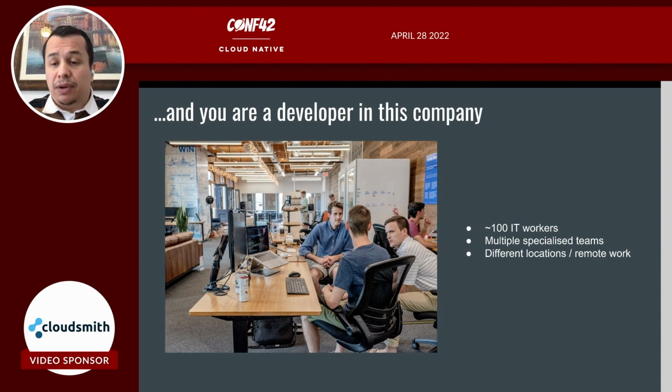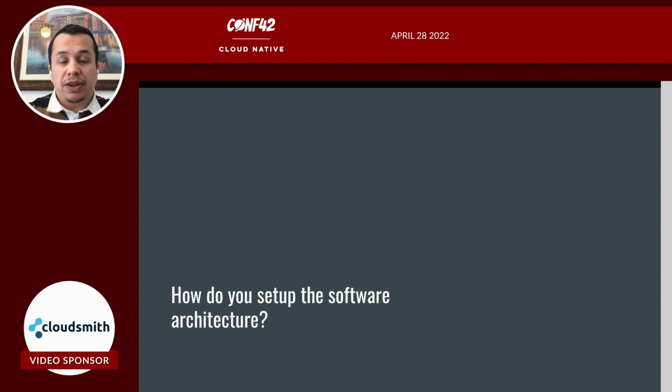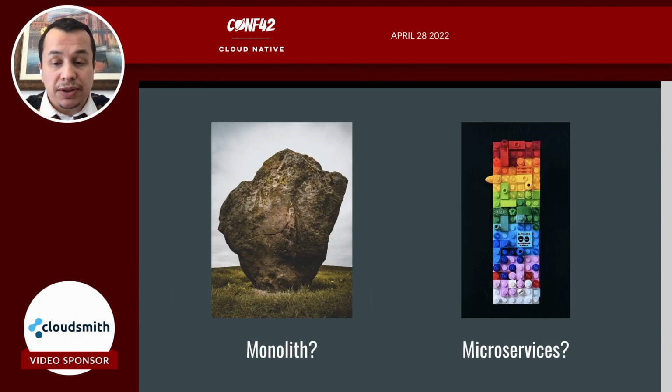These specialized teams are also working in different locations and remotely. We can say that this is the modern enterprise company structure. So one day, your CTO or your executives come to you and ask: if it were in your hands, how would you set up our software architecture from scratch? Which approach will we use? Will you use a monolith or a microservices approach?